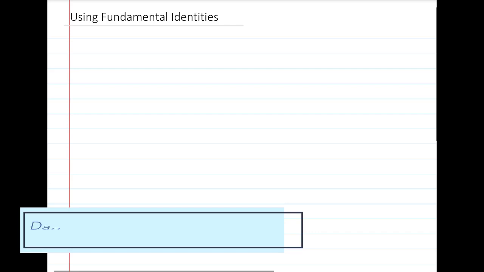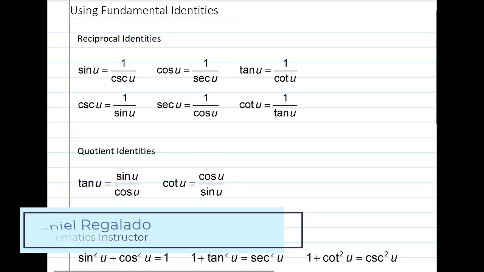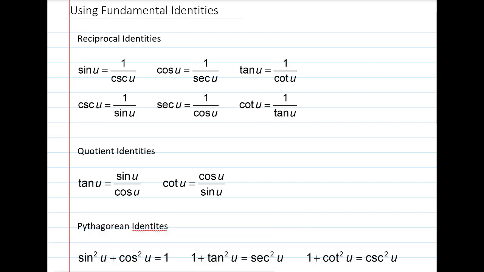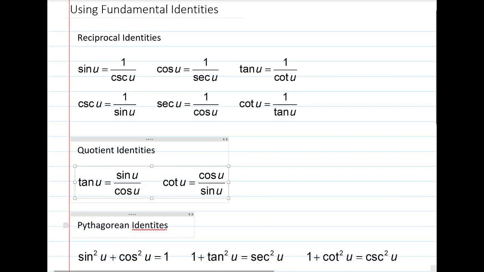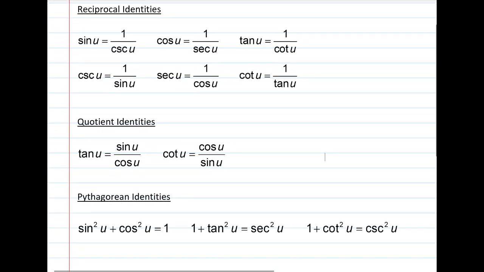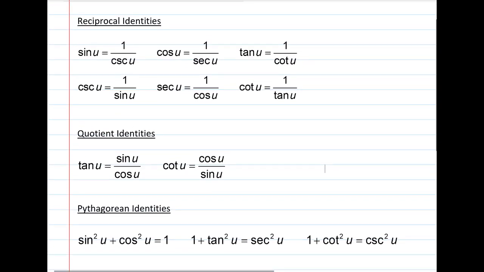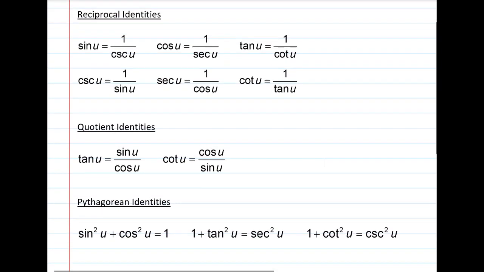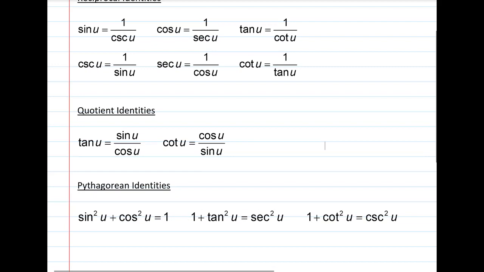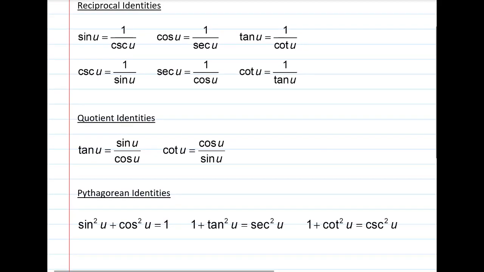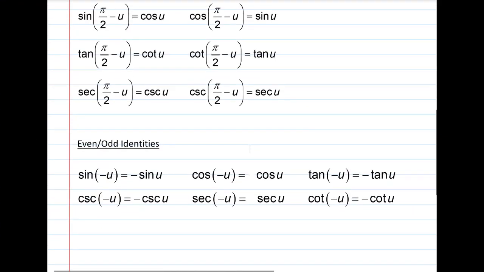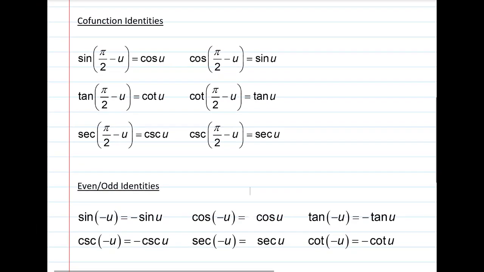Alright guys, in this section we're going to be discussing fundamental identities. If you recall from previous sections, we have talked about reciprocal identities, quotient identities, and Pythagorean identities. And when we talk about identities, we're referring to an equation that has already been proven to be true. We have also seen co-function identities and even and odd identities.